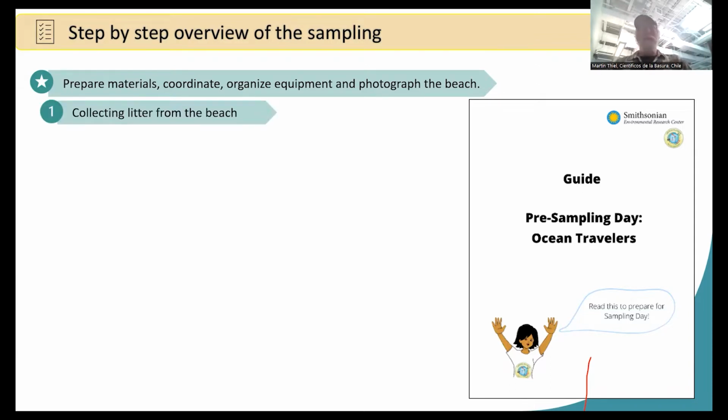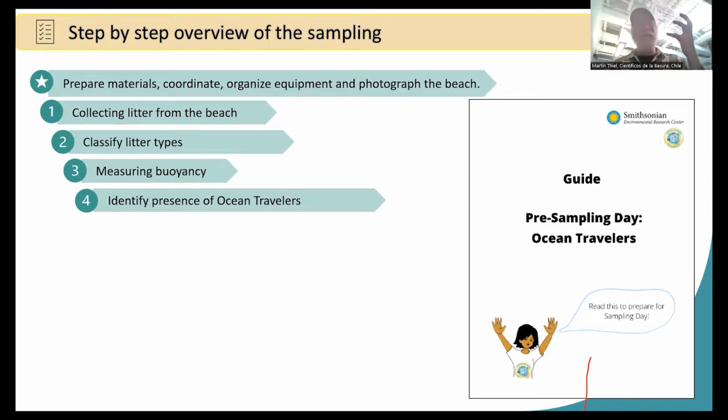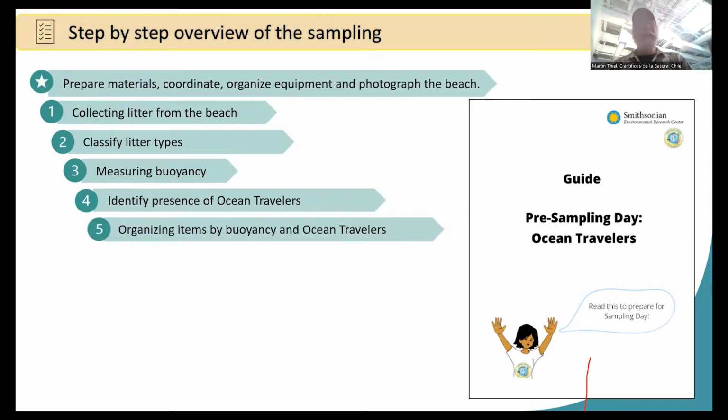So when we come to the beach, we collect the litter, then we classify it into litter types, we measure its buoyancy, so whether it floats or whether it sinks, and we check whether it has any organisms growing on it. Then we spread this litter on a sheet on the ground where we organize it, and we will see that in more detail in a minute. Of course, we count the litter in the different categories and we record the data.